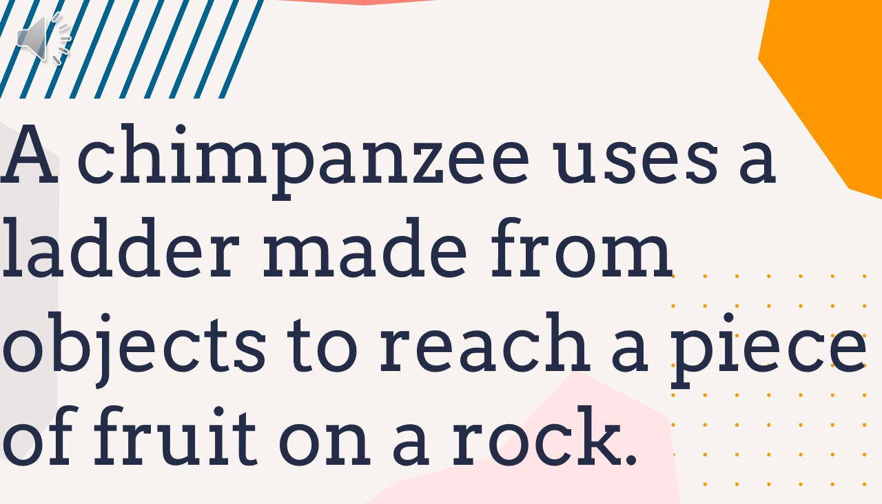A chimpanzee uses a ladder made from objects to reach a piece of fruit on a rock. Well, using a ladder, that would be a behavior, and that's not something that chimpanzees automatically know to do. So to stack things up to create that ladder in order to reach something that was too high is something that they would have to learn or figure out. So we're looking at a learned behavior.